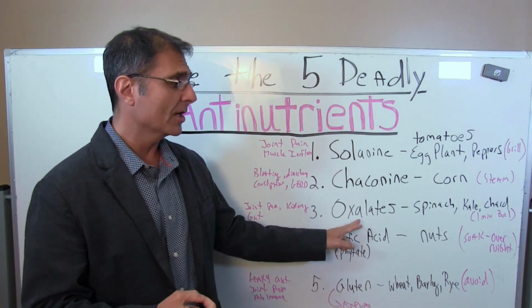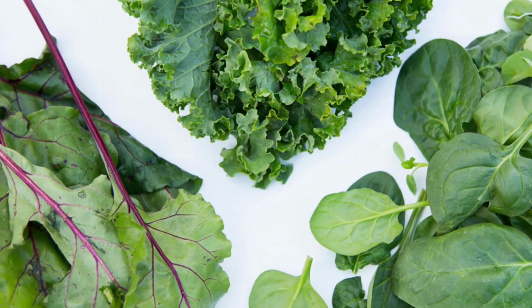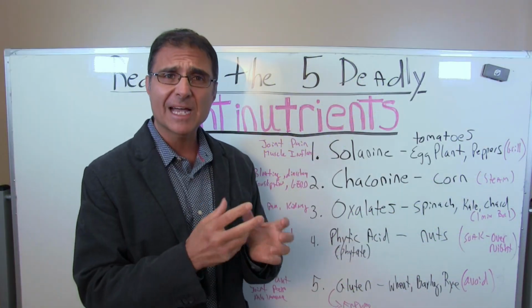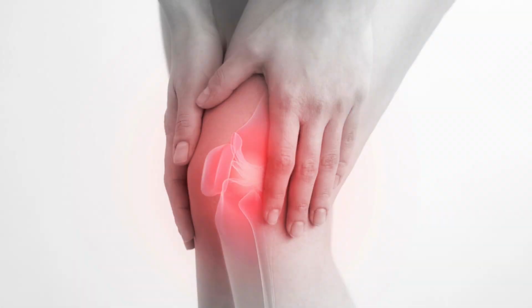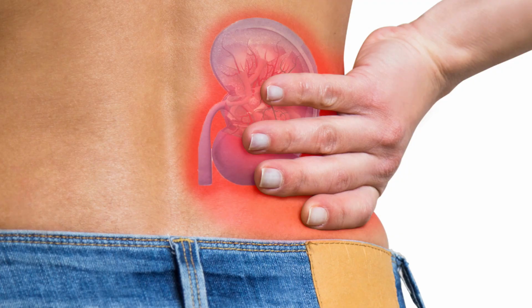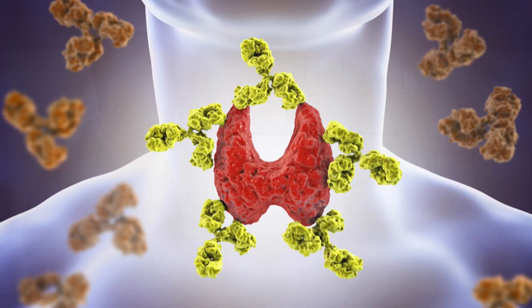Now, the next one are oxalates. Oxalates are found in spinach, kale, chard, and other kind of dense leafy greens. It's associated with things like joint pain, gut problems, kidney stones, kidney inflammation, generalized body inflammation, and can even cause some issues with the thyroid gland.